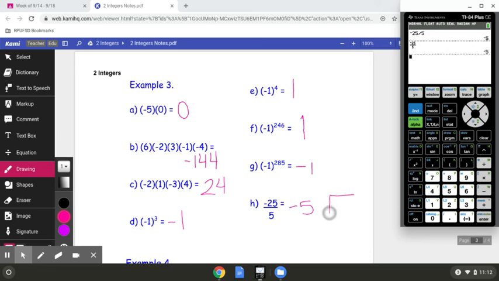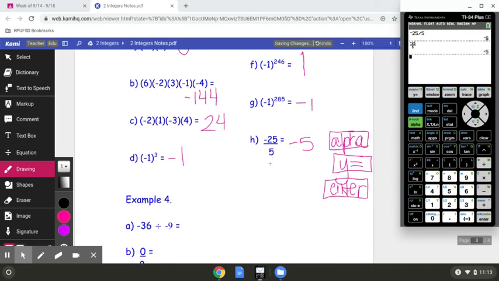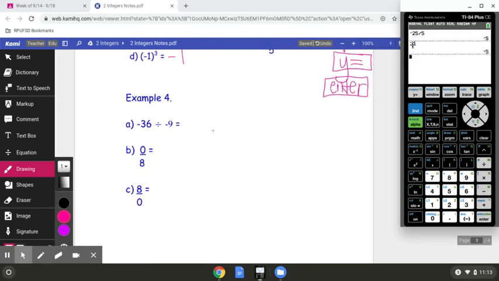So again, I think I wrote this on the next slide, but that was alpha, the green button, and then y equals. This is a super, super good function to know, and then enter. And it allows you to put in a fraction. Okay, so again, you're putting these in the calculator. Negative 36 divided by negative 9, and you get positive 4.